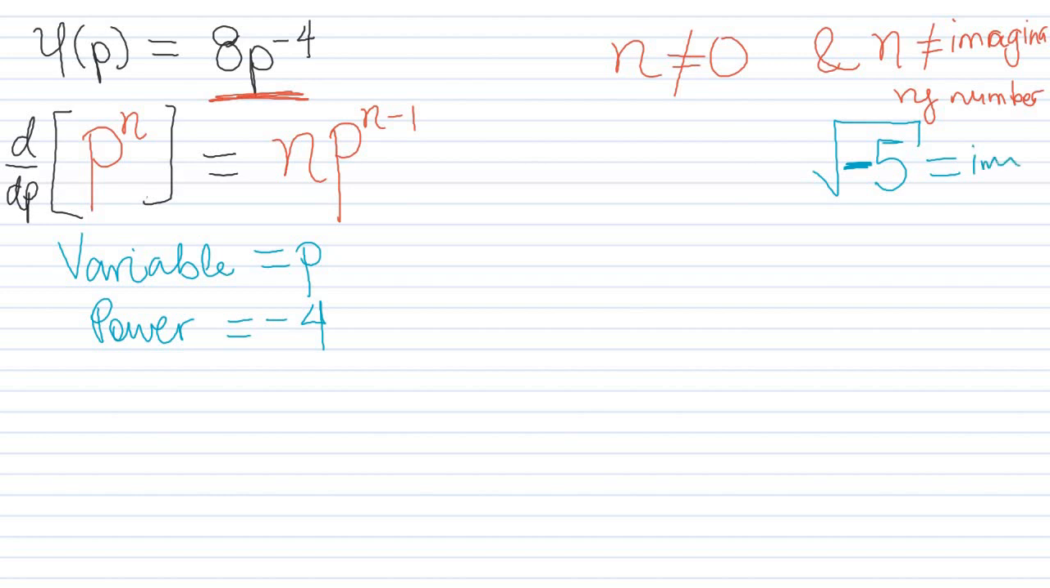Negative 4 is not enclosed in a root, right? We're not doing the square root or the fourth root of negative 4. Hence, this is not a problem. So therefore, we can apply the power rule to this question. So the power rule can be applied to this question. Since we already know that and we know how the power rule works, let's go straight to answering the question.